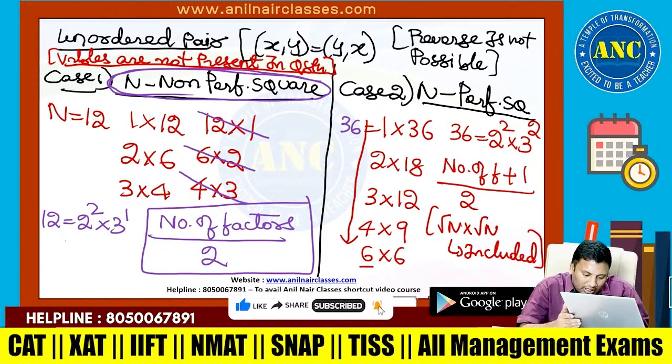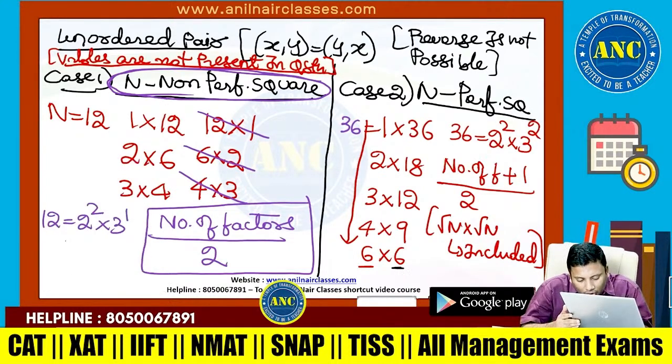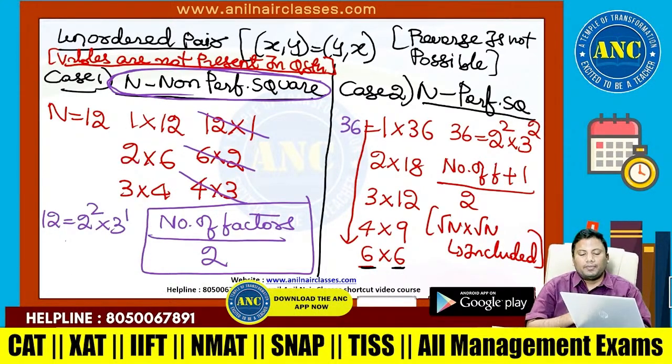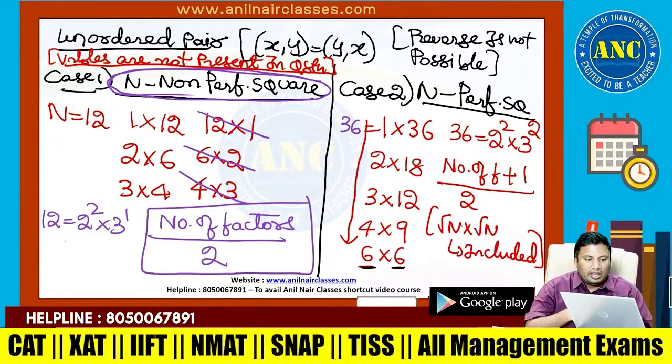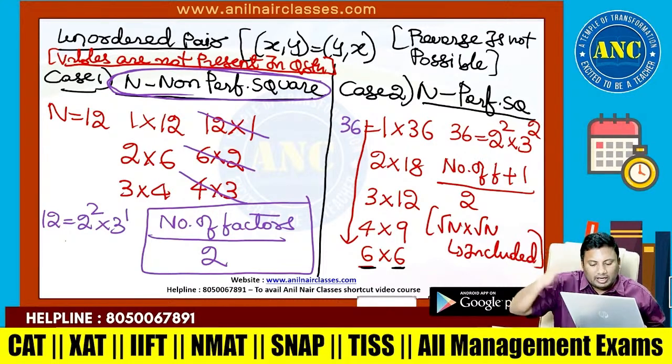What is root n? Root 36 is 6. Root n into root n included. In a new slide, I will explain it very differently. Root n into root n is included. When to use which concept? In the next slide, I will explain.